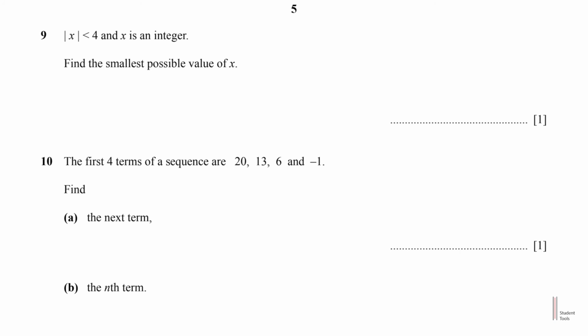The first 4 terms of a sequence are 20, 13, 6, and -1. Find A, the next term. All right, so here we have a sequence 20, 13, 6, and -1. And we're supposed to find the next term after -1. All right, so how are we going to do that? First step will be to understand this sequence. So in order to understand this sequence, we will first find the first differences so that we can check if it's an arithmetic or maybe a different sequence.